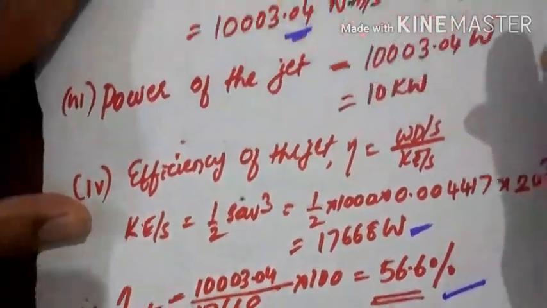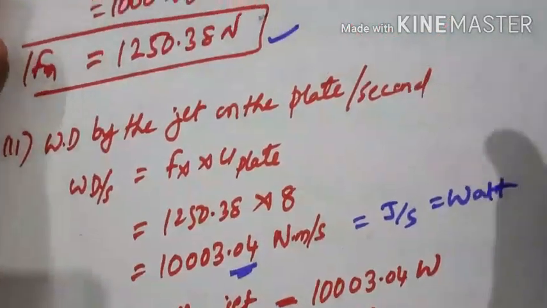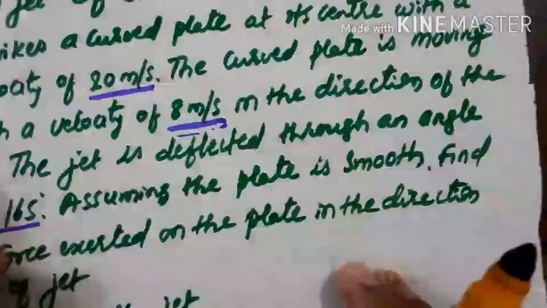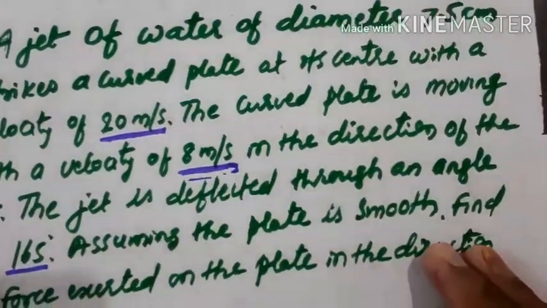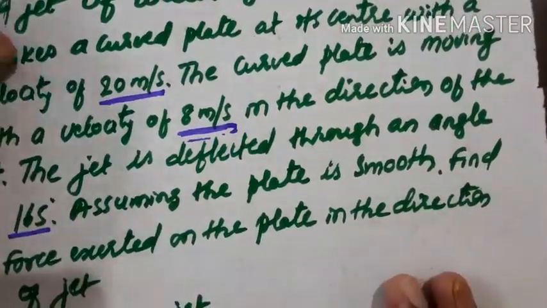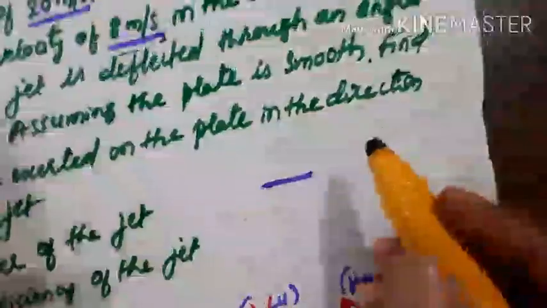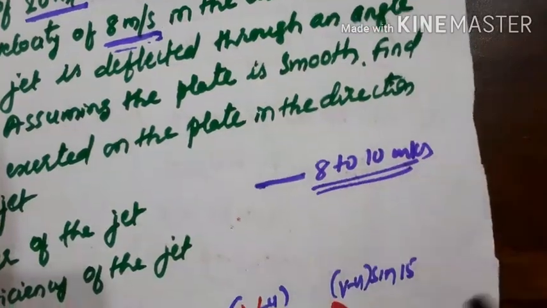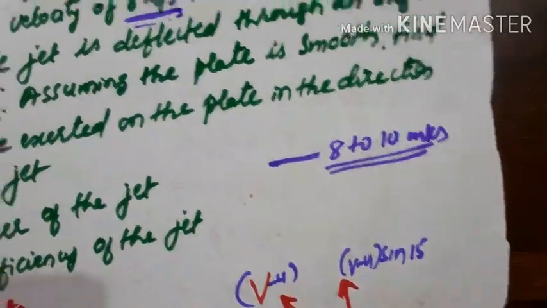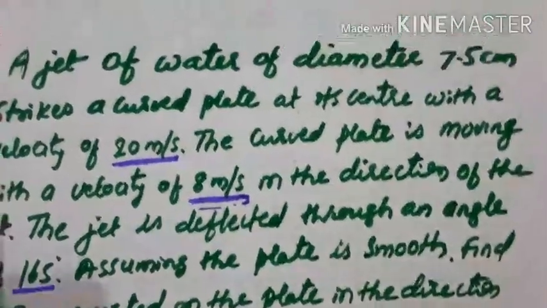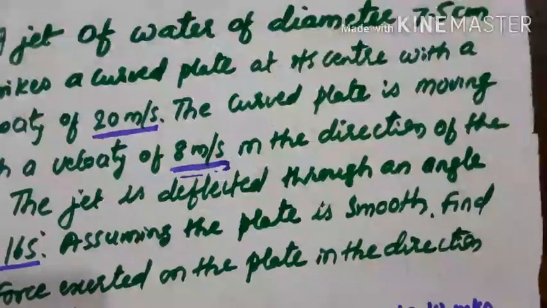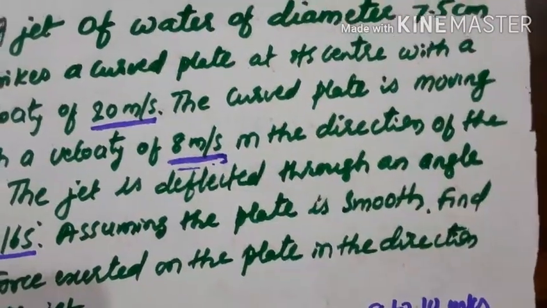I hope you understood this problem. Very simple. You have to remember the equations. First you have to identify in a problem whether the problem is stationary or moving. According to that you have to apply the formulas. Okay, and generally these problems will be asked for 8 to 10 marks in the exam. Practice this kind of problem. We'll continue with some more examples. Okay, thank you.